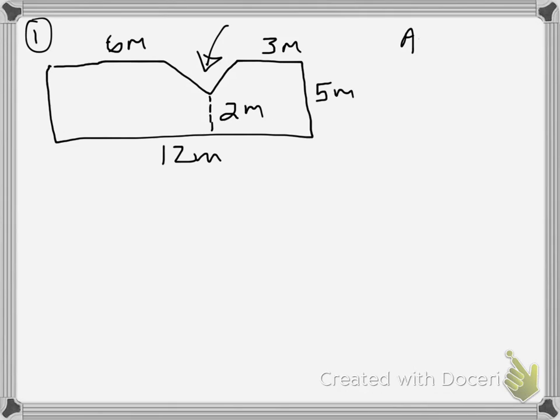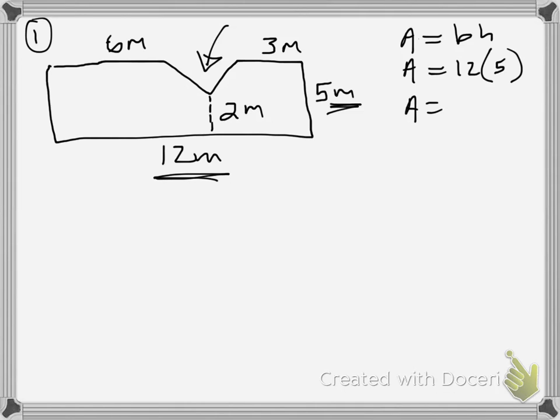So I know that the area of a rectangle is base times height, and I have a base here of 12 meters and a height here of 5 meters. So I can say, well, my base is 12, my height is 5. So the area of that whole rectangle is 60 meters squared. That's important. So now we know the whole thing is 60 meters squared. But what about that missing chunk?